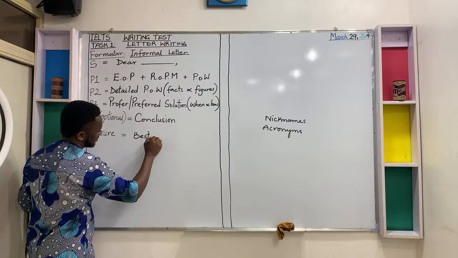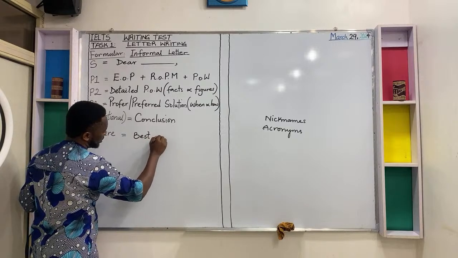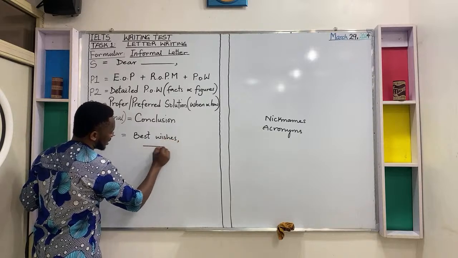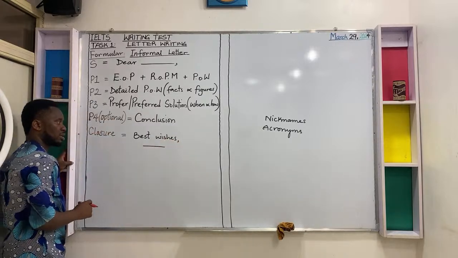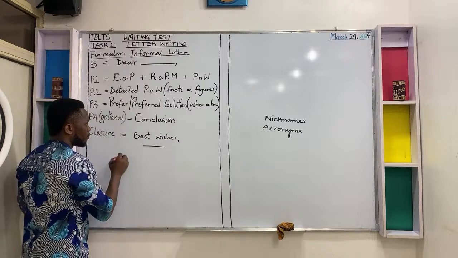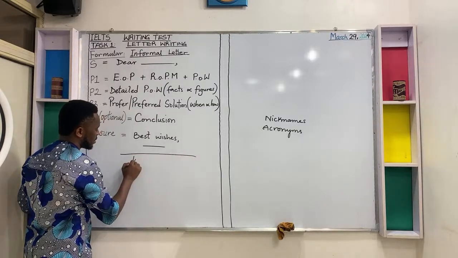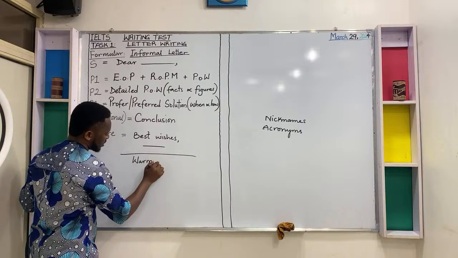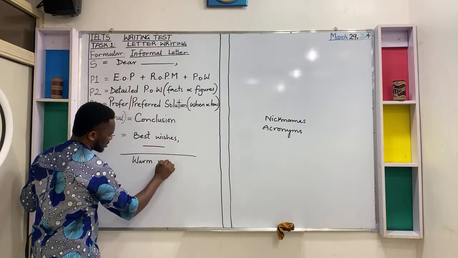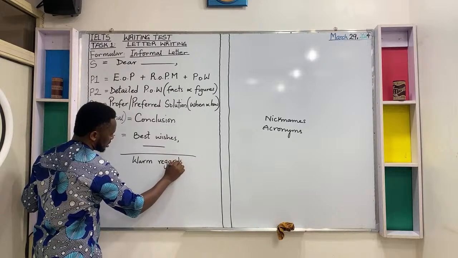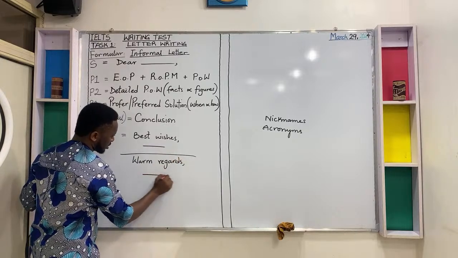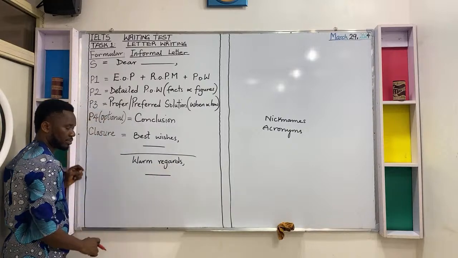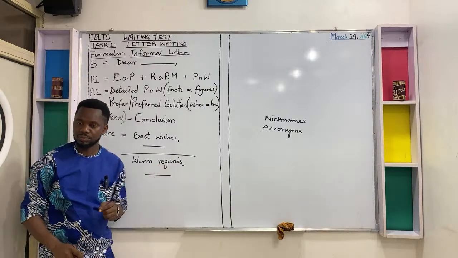Then the closure of an informal letter, you can simply say, best wishes, comma, then just a name. You can as well say warm regards, comma, just a name. That's all.